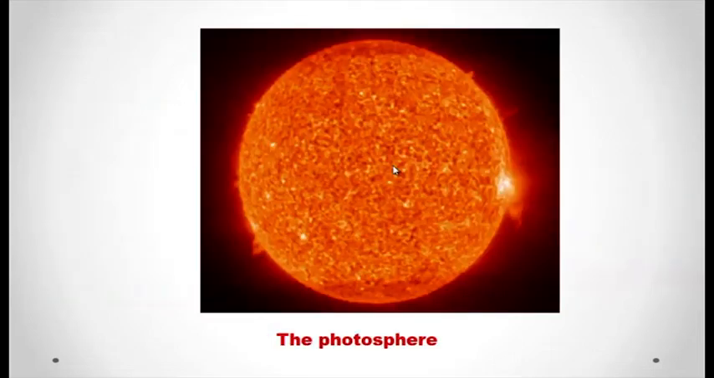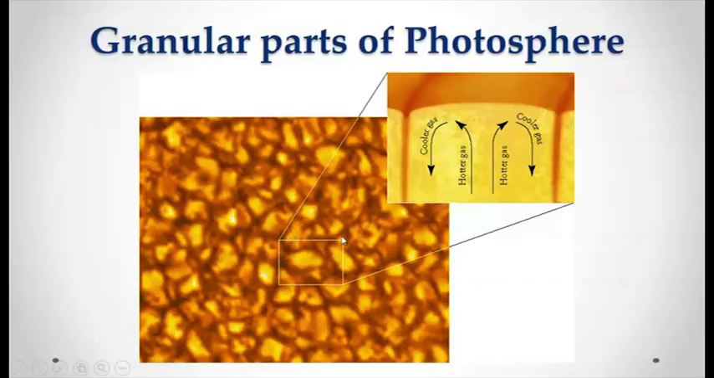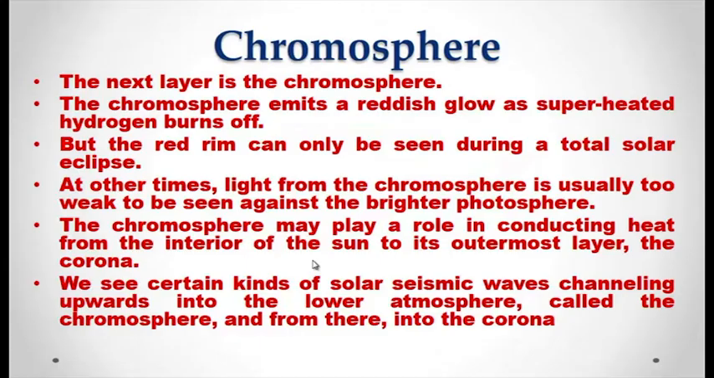So that production takes place in the core part. The produced energy comes out from core to the corona through this granulation, cell structure. The boiling nature of the Sun allows heat from the core to be brought up through the convection zone and into the photosphere, just like heat from the bottom of a pan ends up heating the entire content, which we experience in our day-to-day life. So this is how the photosphere contributes for the Sun. You can see the images of the granular parts of the photosphere of the Sun. So this is the region where heat can be radiated to the corona part.